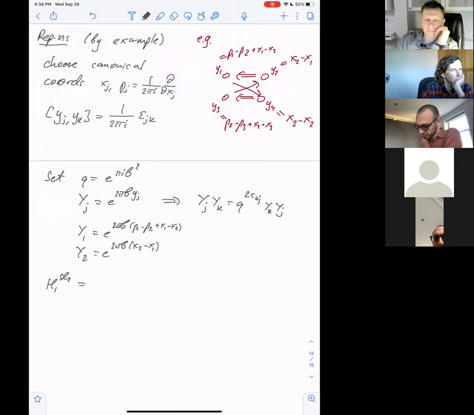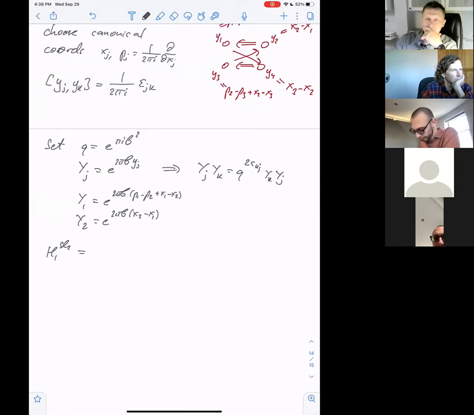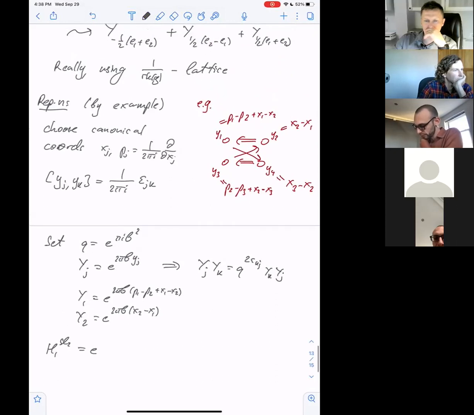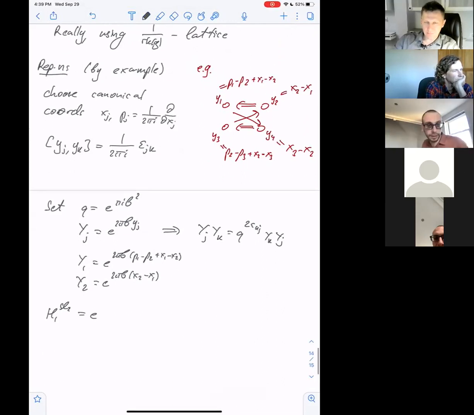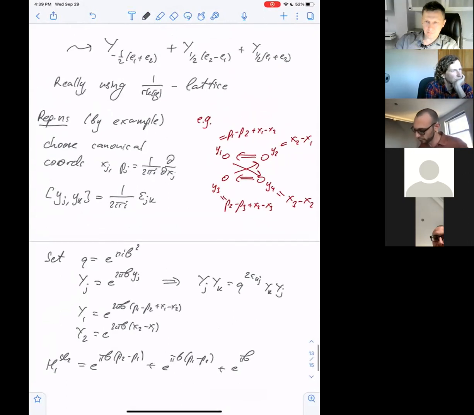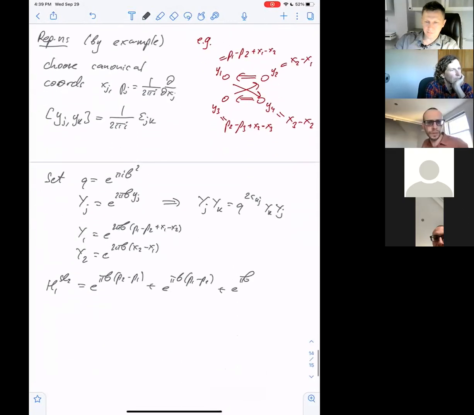And then if I write the Toda Hamiltonian for SL2, what do I get? The first term, this guy over here, is minus 1/2 of the sum of these two guys, so minus 1/2 of p1 minus p2. So I get e to the pi b p2 minus p1, plus another term e to the pi b p1 minus p2, plus the last term, this term here, e to the pi b 2x2 minus 2x1 plus p2 minus p1.